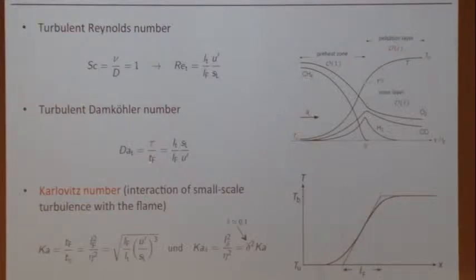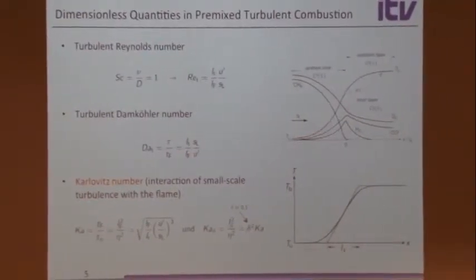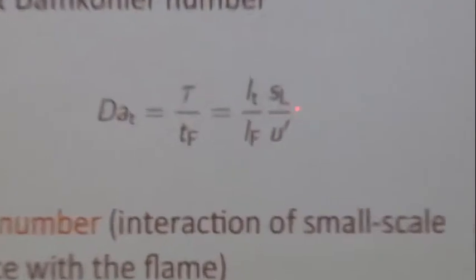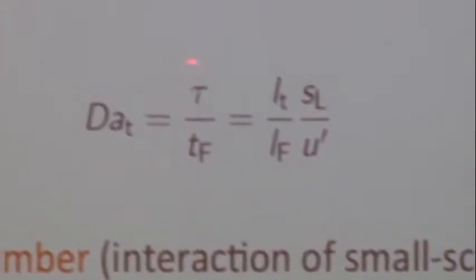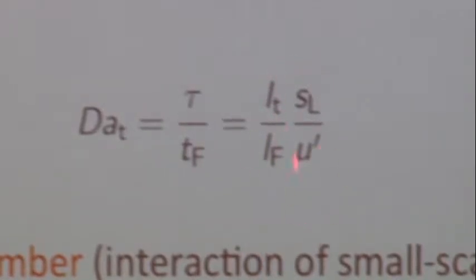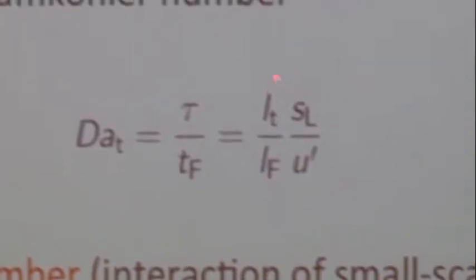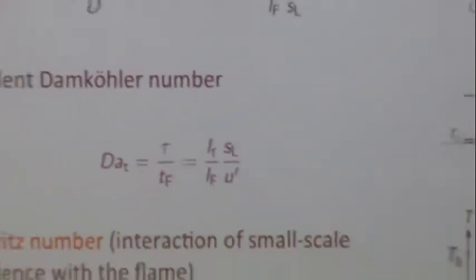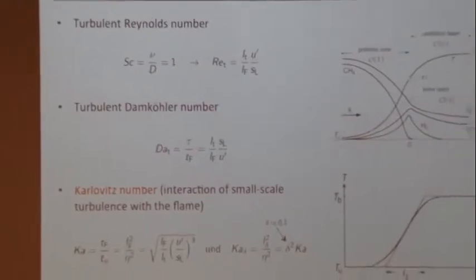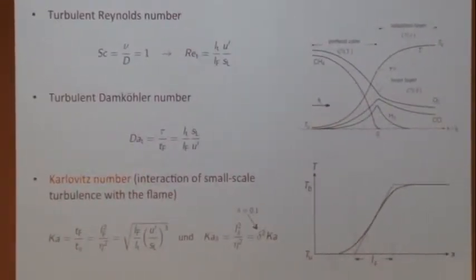We said the chemical time scale is the same as the flame time scale. So the flame time scale here is LF divided by SL, and the flow time scale is LT by U prime. And then this is what we get. As you see again, these are ratios of these quantities, of the velocity scales and the length scales. And then it turns out that the Damköhler number in premixed combustion, we often use the Damköhler number.